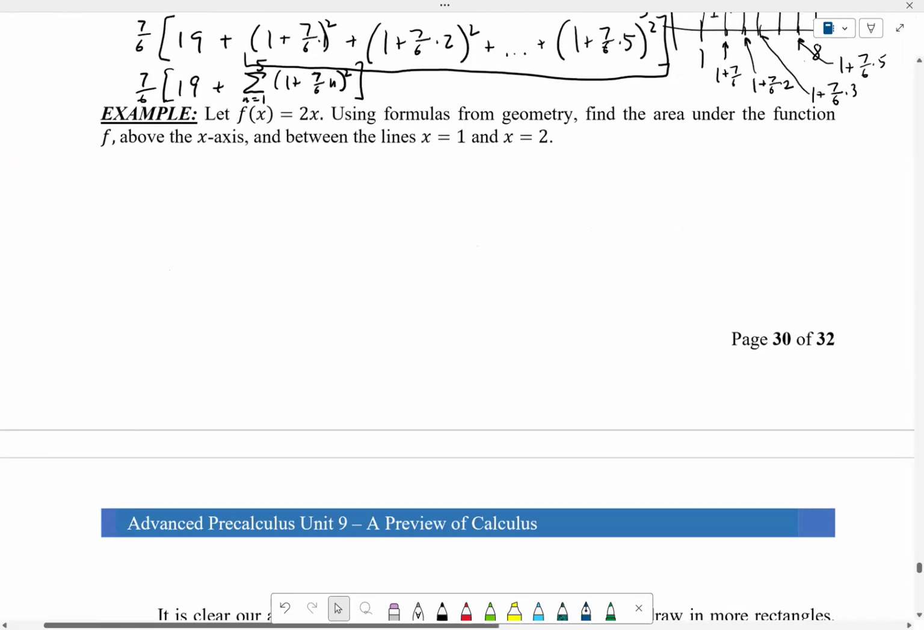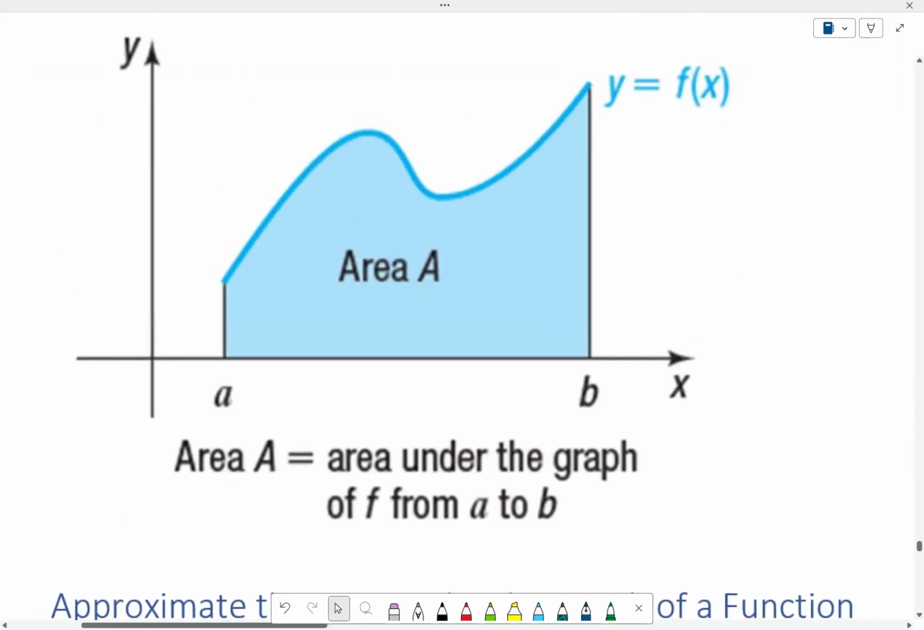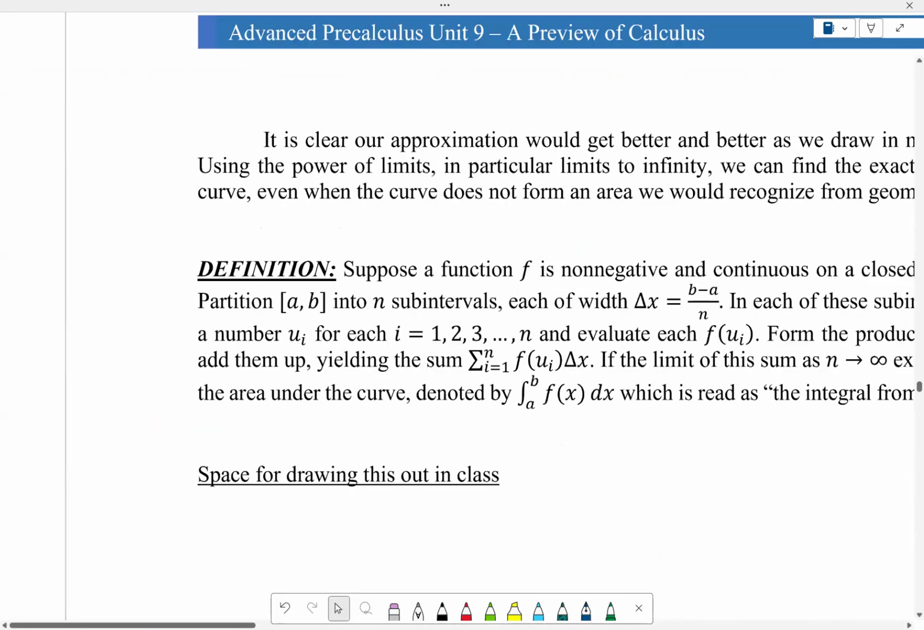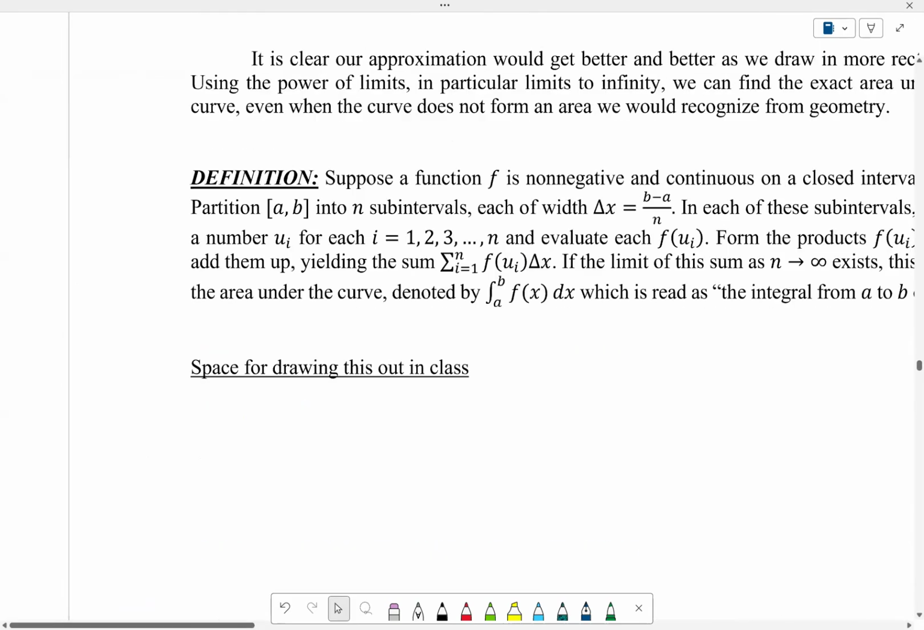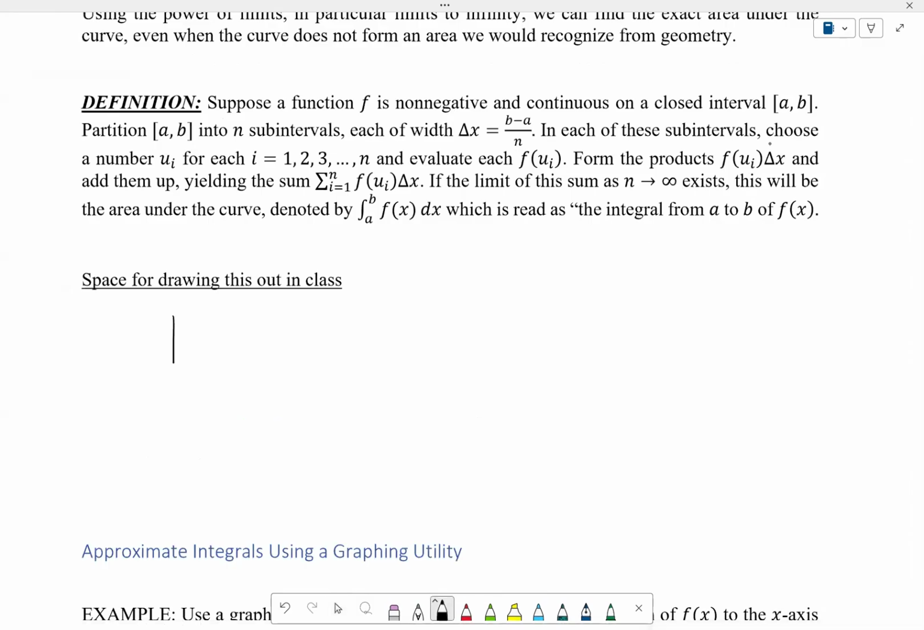Remember the goal in calculus is not to approximate the area, but to find the exact area. We've just been approximating, finding estimations, and they've been either underestimates or overestimates. And you could probably guess that you could find the exact area by using how many rectangles? Infinitely many. So what we do is we take this idea. Same function. We're going from A to B.